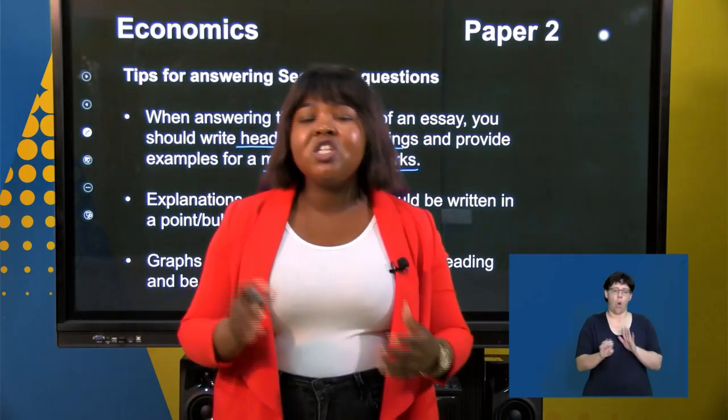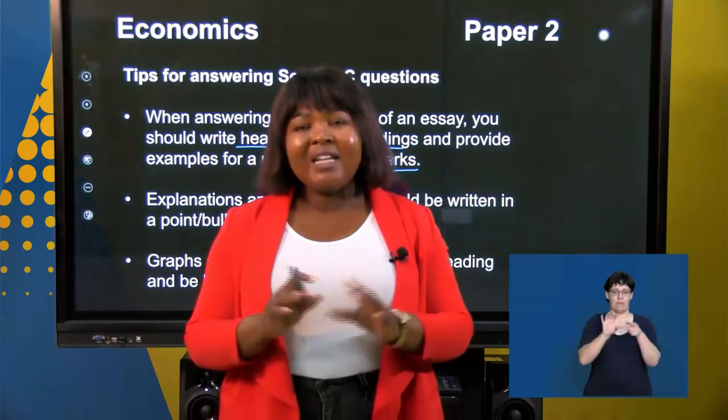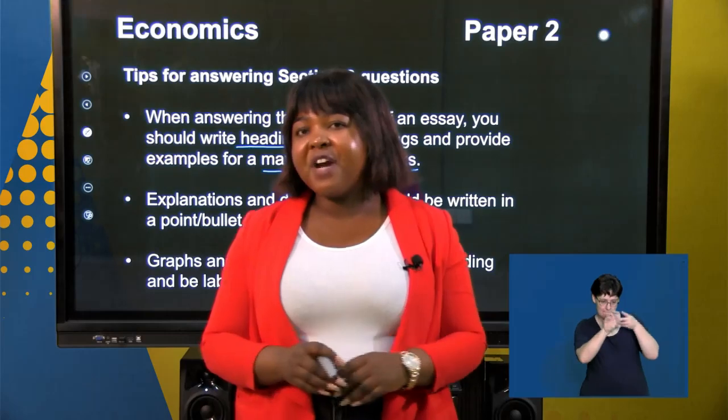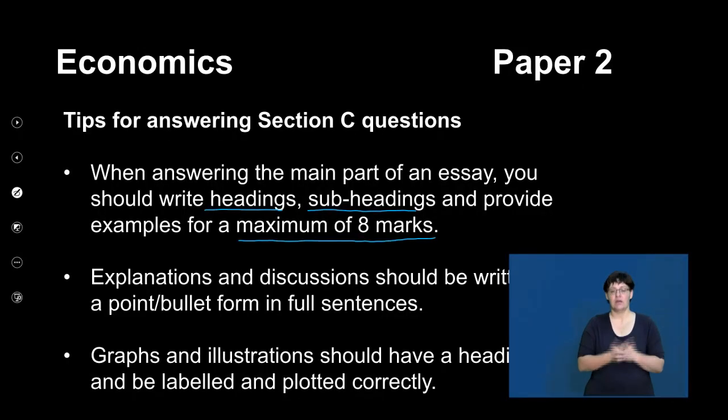E.g. this, e.g. that. And also make sure your headings are identifiable. Underline them with a ruler so that the examiner or the marker is able to identify that this is a heading or a sub-heading. Right? Explanations and discussions should be written in a point and in a bullet form in full sentences. Please do not write like you're writing your essays on languages there. Use your bullet form, right?